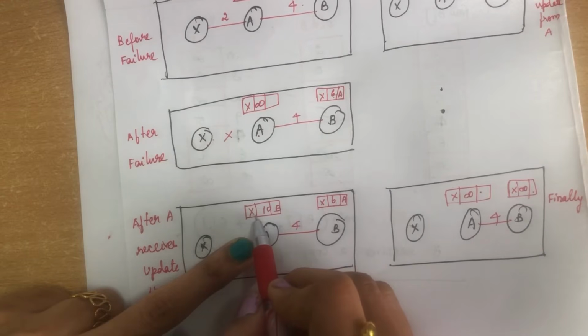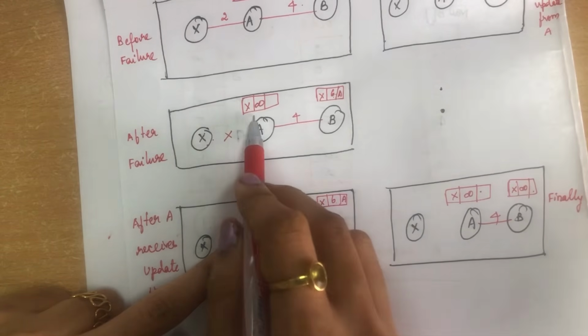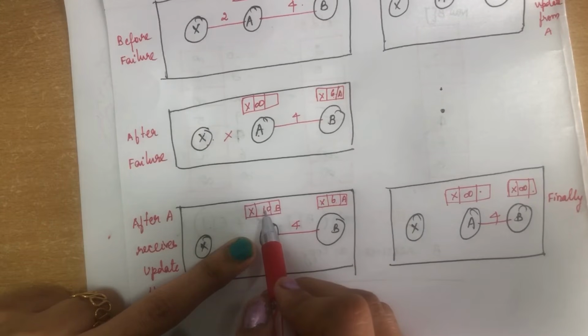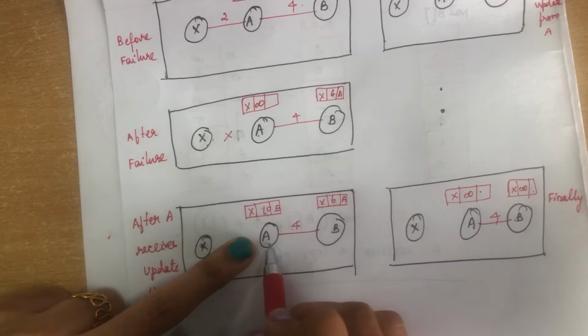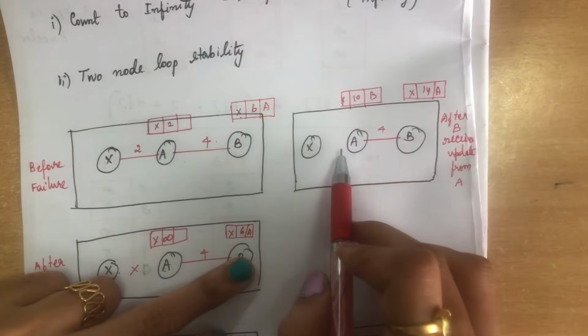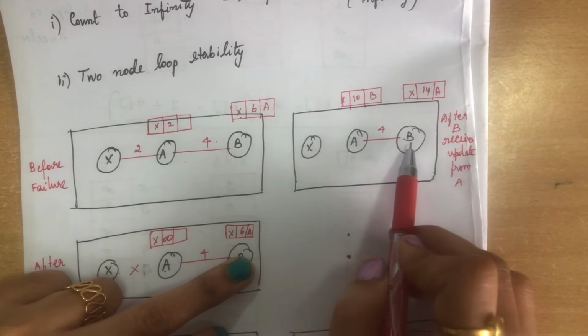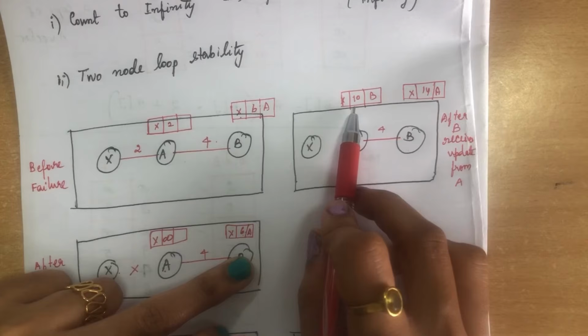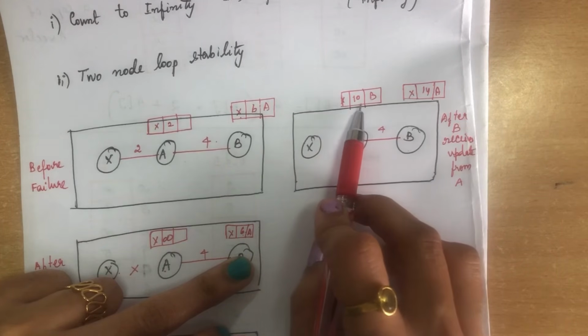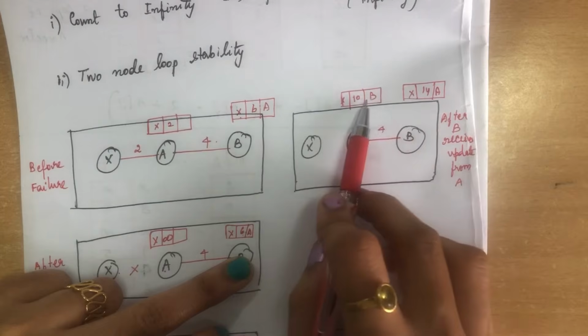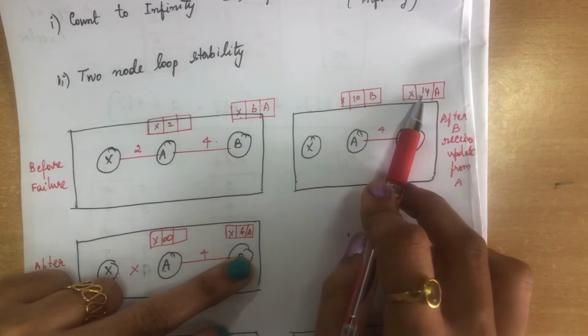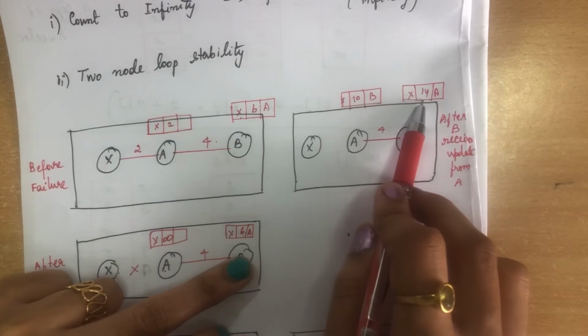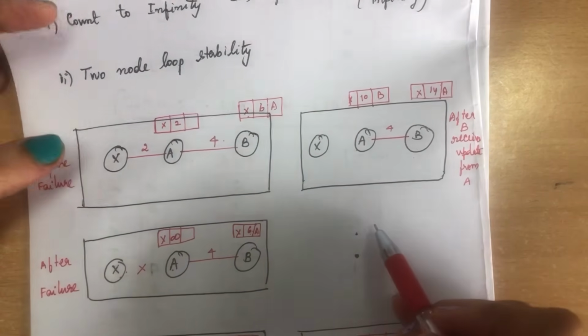Now a will update this information. Instead of infinity, it will update that to reach x via b, it needs a distance value of 10. So 6 plus 4 is 10, and it updates its forwarding table in a. Now again a will send new information to b, saying that I have found a new update: to reach x through b the value will be 10 plus 4, that is 14. So now b will update this information as x 14. Likewise both a and b will keep updating this information.